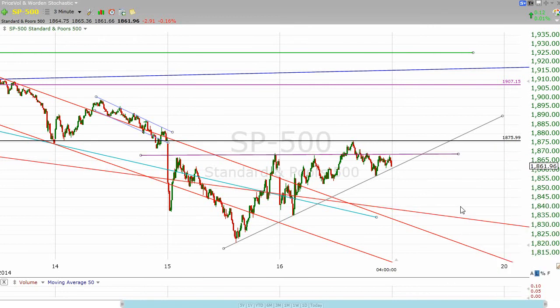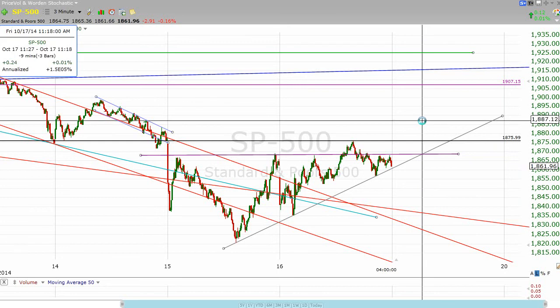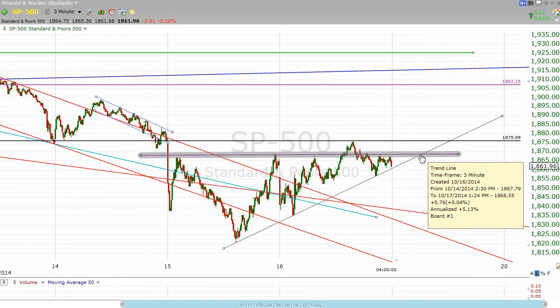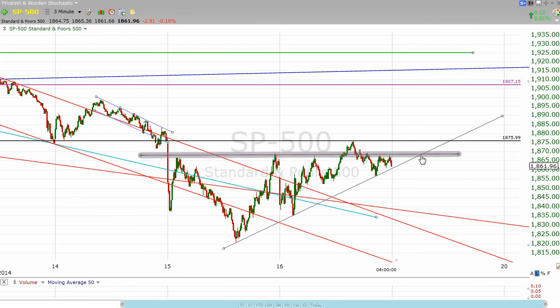It would have to be tomorrow, because by what time? By about 11:18 tomorrow morning, these two lines converge. So we are either over this neckline or we are under this support line. By 11:18, we cannot be under this and above this any longer. So that'll be interesting to watch. Set your watches, 11:18.